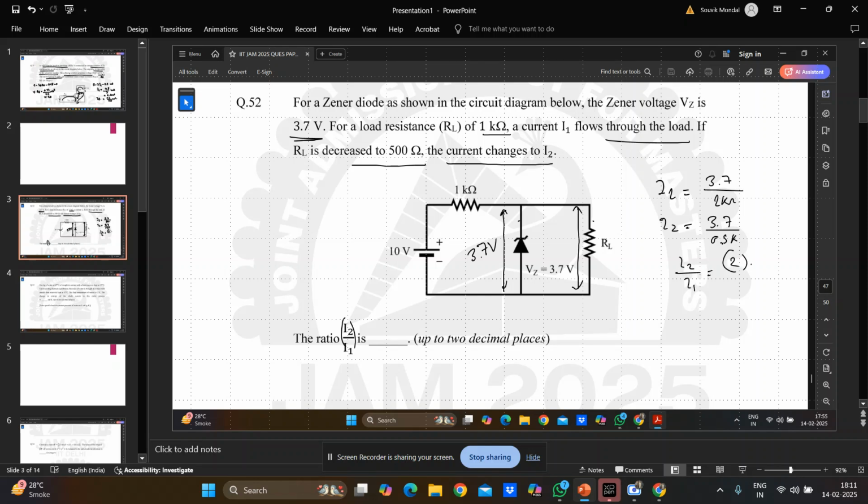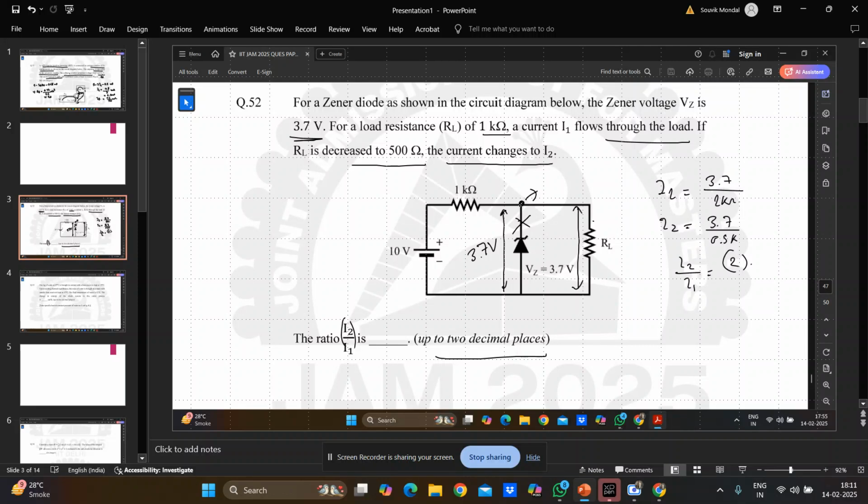But you may make this mistake. They are already mentioning two decimal places, so you can guess there is some kind of issue going on here. The obvious thing that should come to your mind is to check the voltage at this node. If this voltage is greater than Vz, then the Zener is in the operating region; otherwise it is not. It will disconnect, like an open circuit.